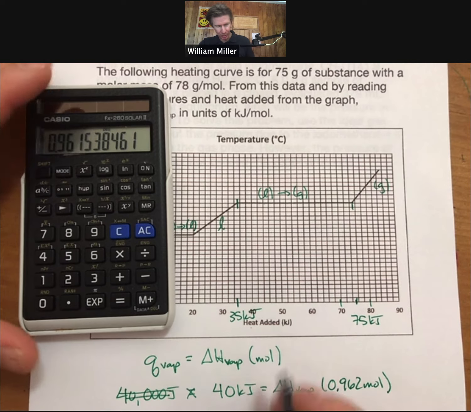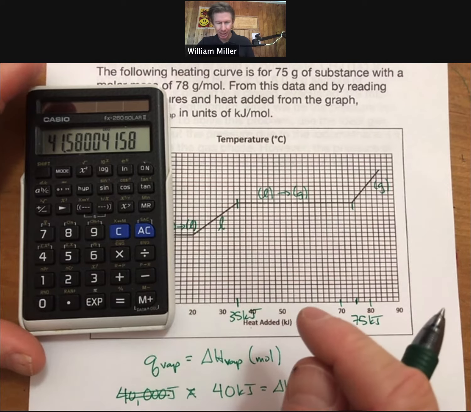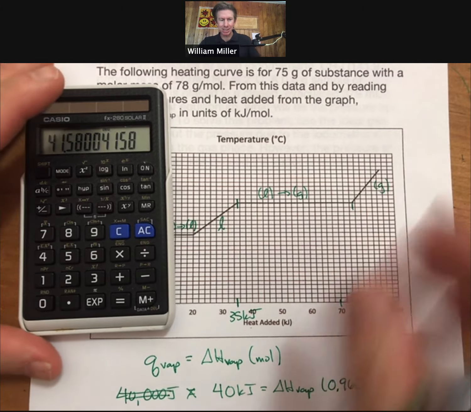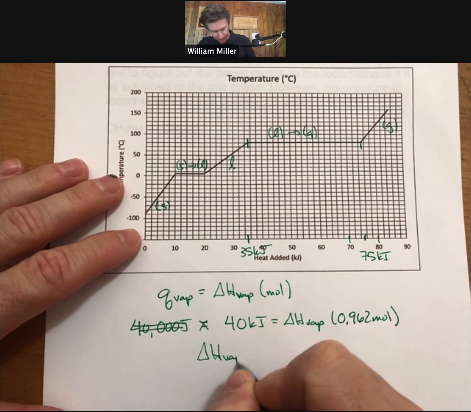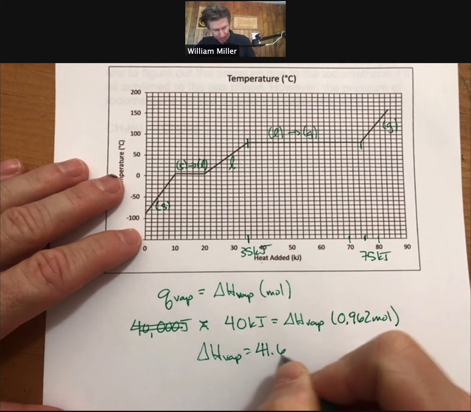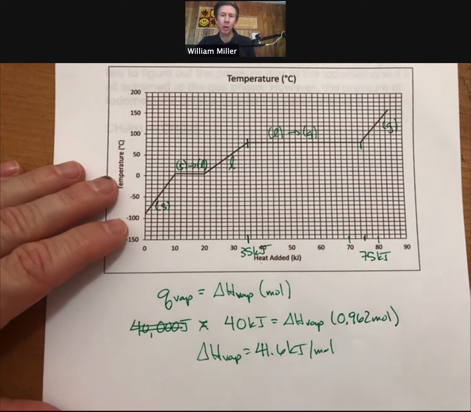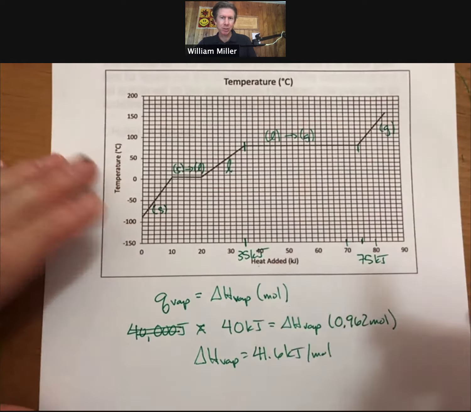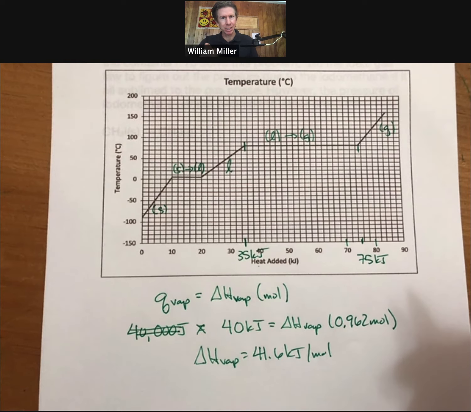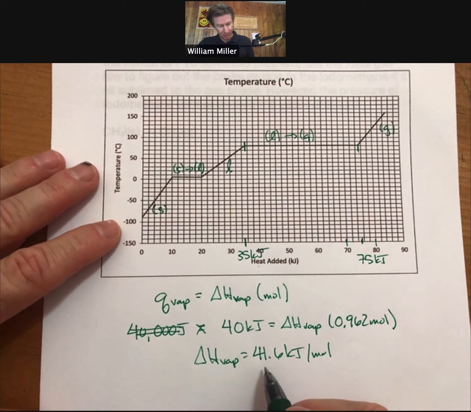We can divide through, so 40 divided by 0.962, and I get 41.6 kilojoules per mole. Delta H vaporization, to turn a liquid into a gas, is always a positive number. Always check that depending upon your exact question for this homework problem. But this is a positive number, and that's what you're going to enter in.